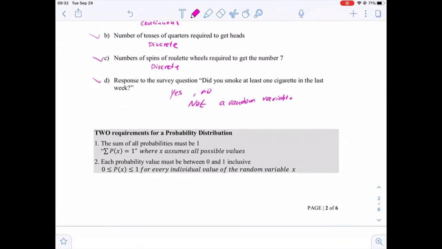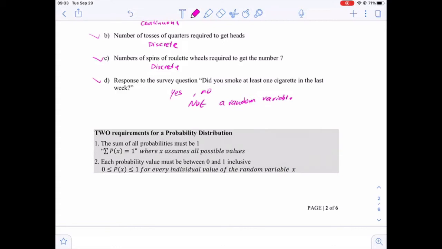Now we have two requirements for a probability distribution. If you see some table, that need not be a probability distribution. It's a distribution, but it's just a table, and we don't use the terminology probability distribution for it. What are the conditions under which we call a table of random variable values and their probabilities a probability distribution?